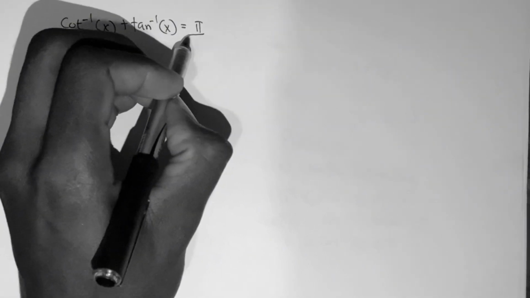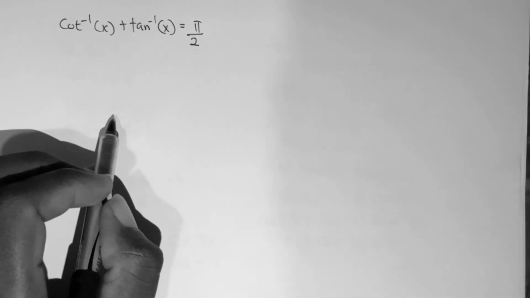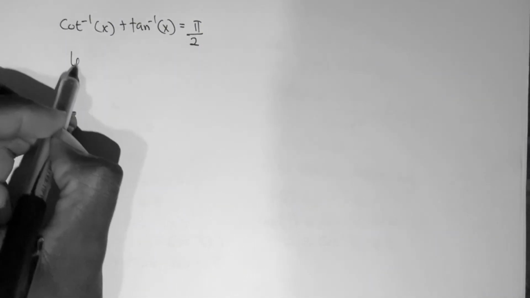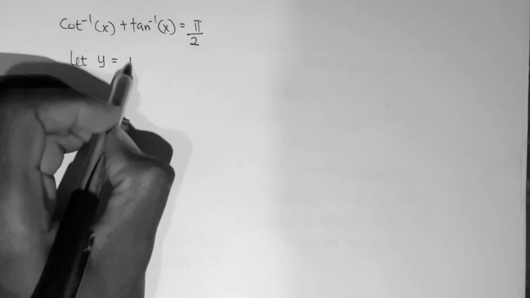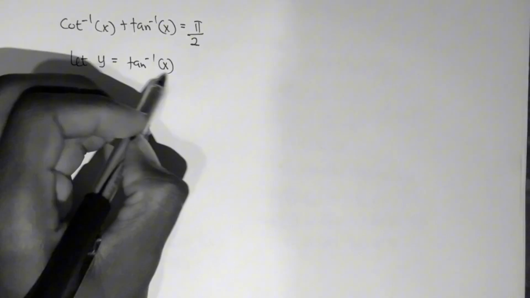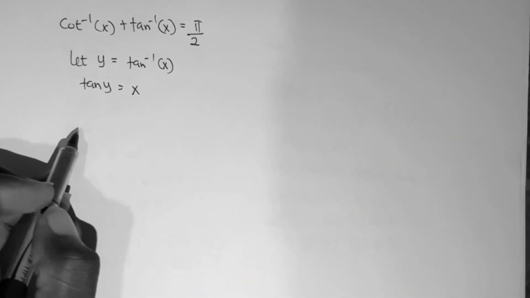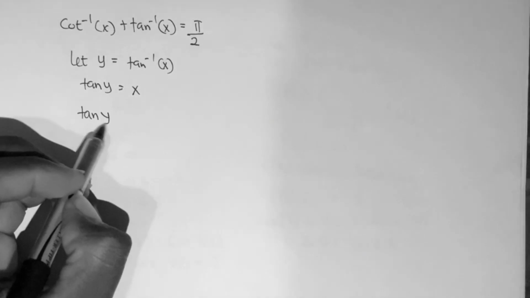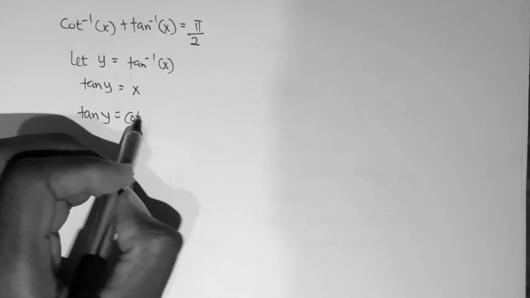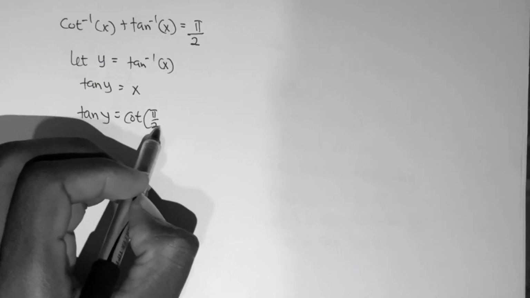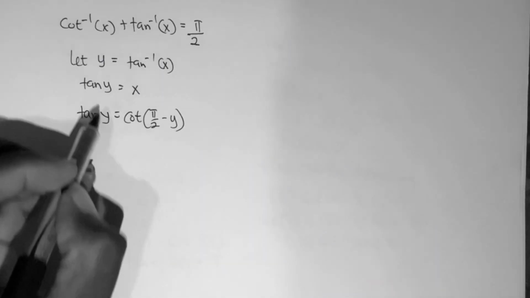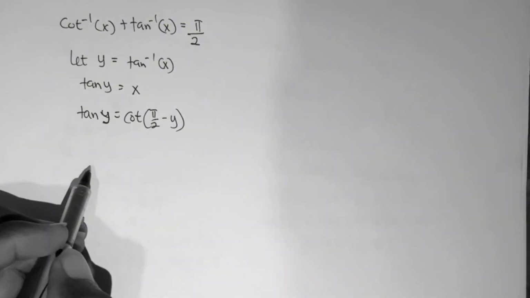Now let's also prove that cot inverse of x plus tan inverse of x is equal to pi on 2. Let's prove this identity too. So let's let y be equal to tan inverse of x. It implies that tan y is equal to x. Now, tan y is equal to cot of (pi over 2 minus y). Now, let's first finish the proof, then I'll prove why this is true.